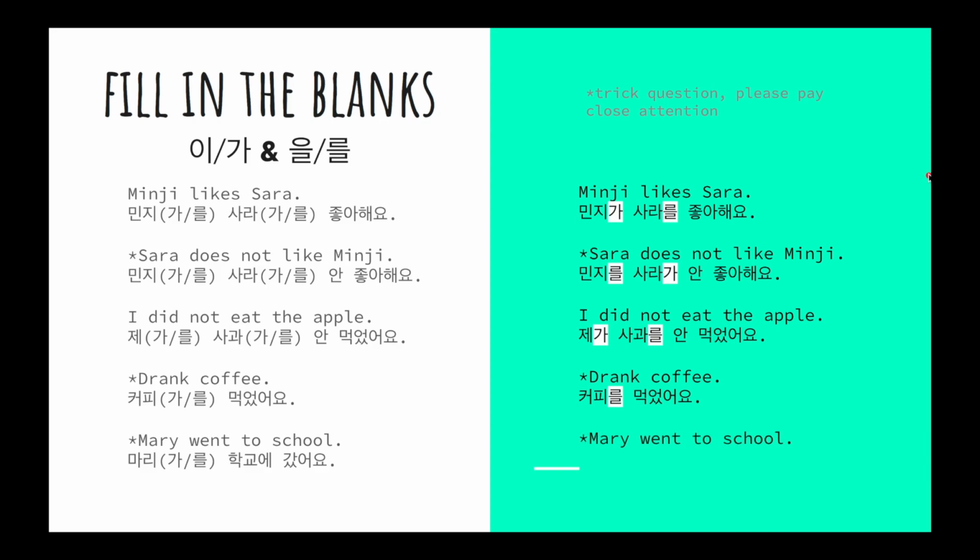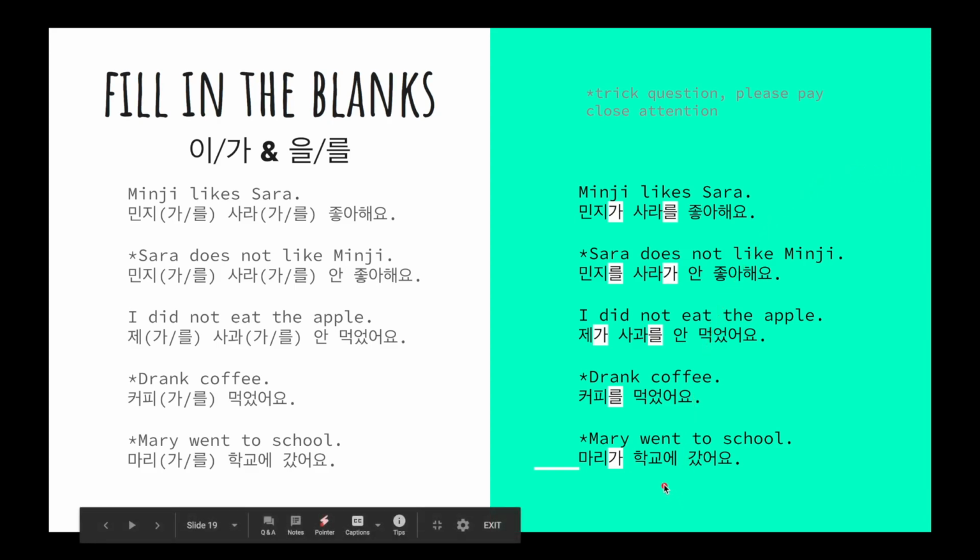Mary went to school. 마리가 학교에 갔어요. In this case, we have the subject of the sentence, which is Mari, but we don't have an object of the sentence. And that's okay, because not every sentence needs to have a subject and an object. But it does actually have two particles here. One that we'll learn about in a later lesson, right here, which is the locative particle 에.